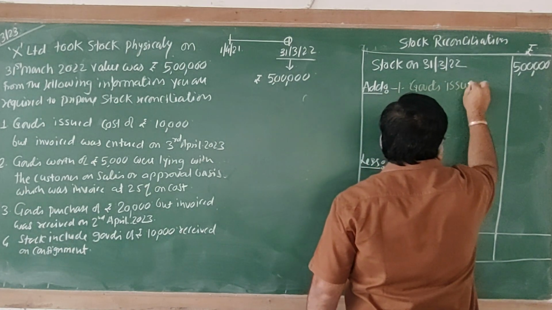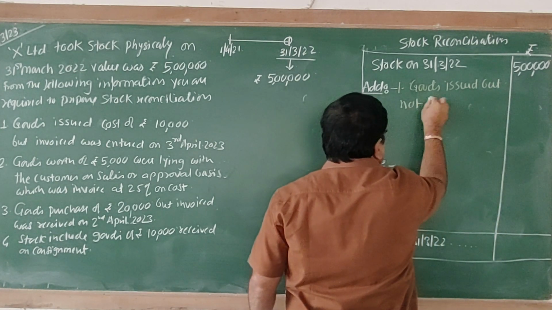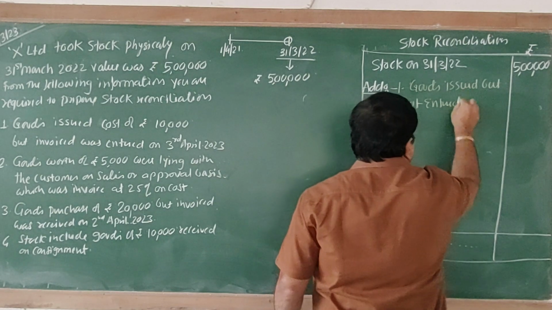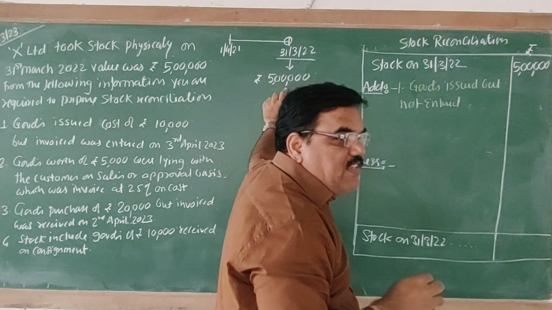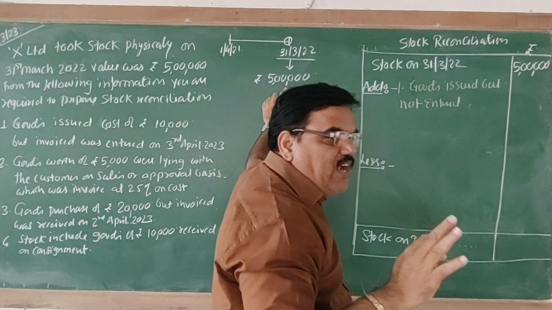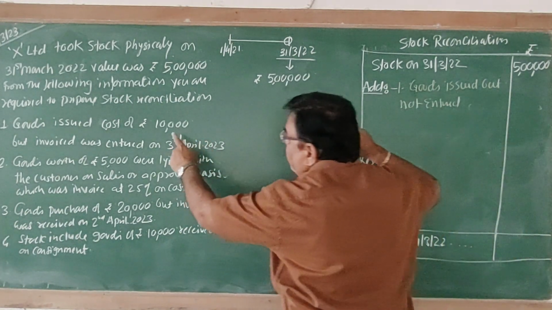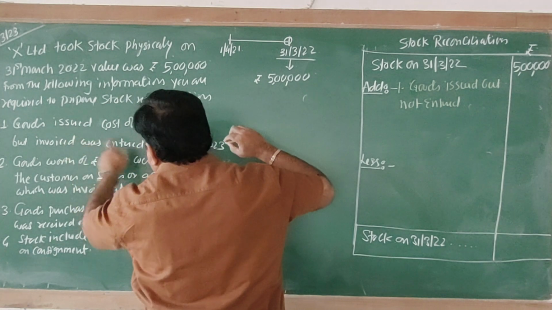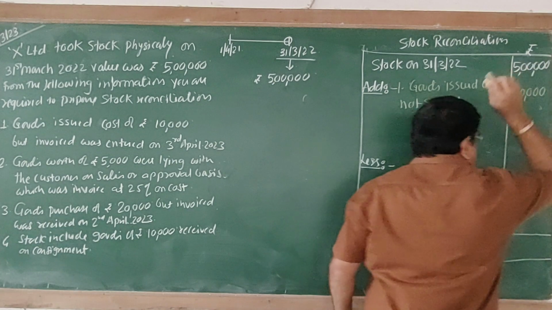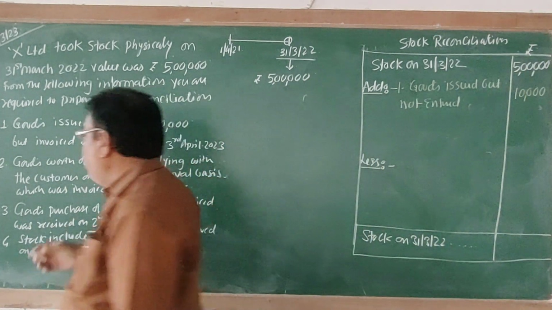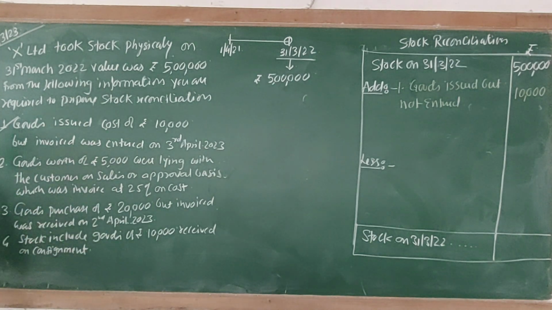Goods issued but not entered up to 31st March. Up to 31st March it was not entered as a sale, so we cannot say that the ownership has gone. So ownership is still there. What is the price of the goods here? 10,000. So one item is over. Now the second adjustment.